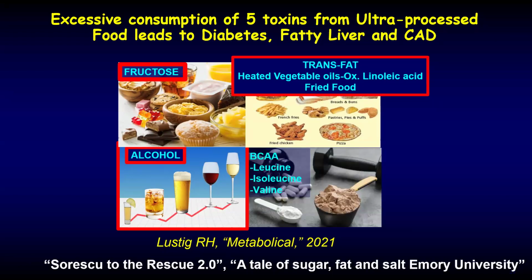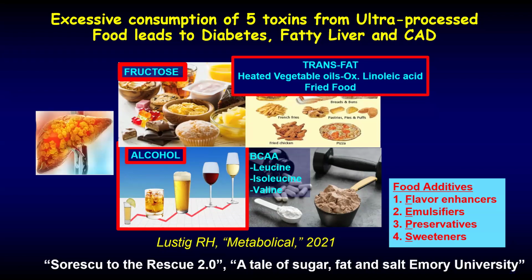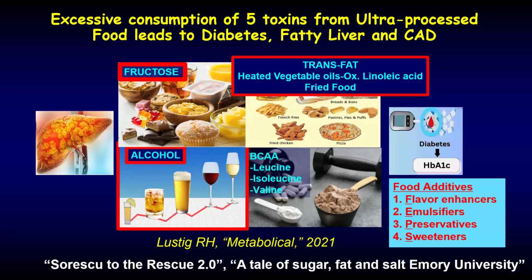And then also these protein bars. Well, we call them protein bars, but they're really carb bars. With excessive branched chain amino acids, they can cause that. And then you add these food additives that we're talking about: flavor enhancers, emulsifiers, preservatives, and sweeteners. These are actually the main culprits that cause fatty liver and diabetes. These are the four elements that we need to watch.